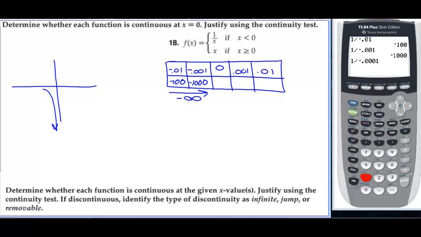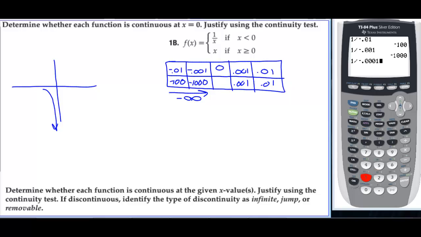All right, how about the right-hand side? It doesn't really matter now. Even if the right-hand side is negative infinity, the limit doesn't exist. But let's complete the problem. If you're on the right-hand side, you're just using x. So that's easy enough. I don't even need a calculator for that.